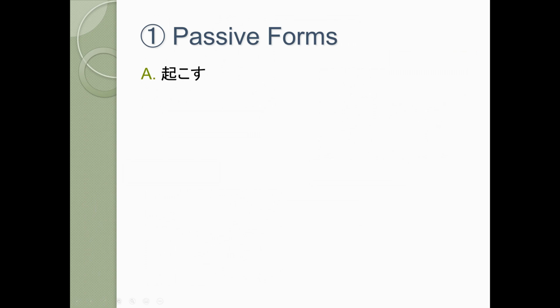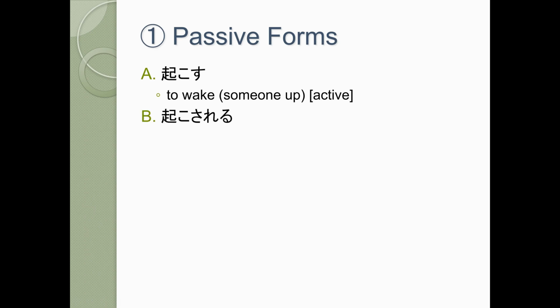So the passive form in Japanese, for example, okosu. So okosu means to wake someone up. This is the regular verb in an active voice. But we can change to the passive voice, okosareru. Okosareru means like to be woken up by somebody.